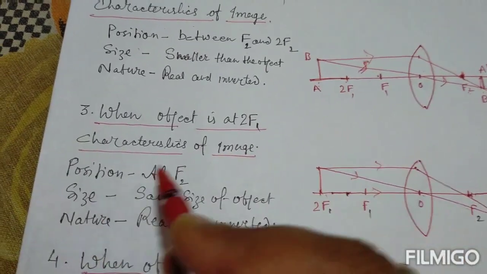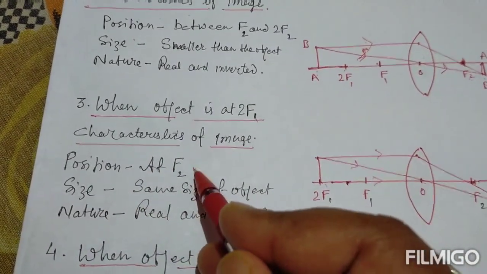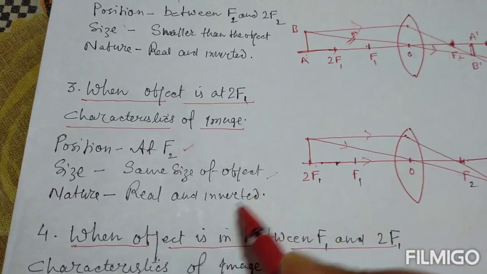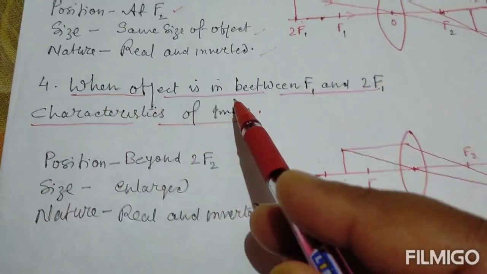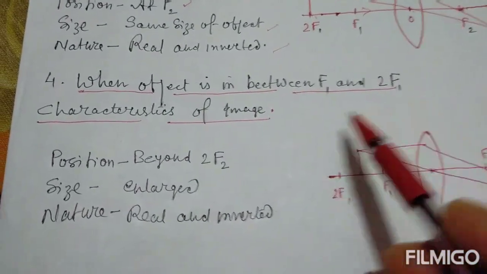So what will be the characteristic of the image? Position f2, size same size of the object, nature real and inverted. And next is when the object is in between f1 and 2f1.